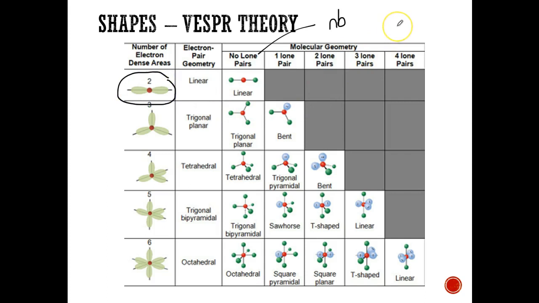So that's our H2S again. I've only got 2 electron bonding areas because I've only got 2 hydrogen atoms. That's going to form a linear molecule, straight line. I have no lone pairs. If I then have 3 electron areas, so I've got 3 bonds going on, and I have no lone pairs, I get a trigonal planar one.